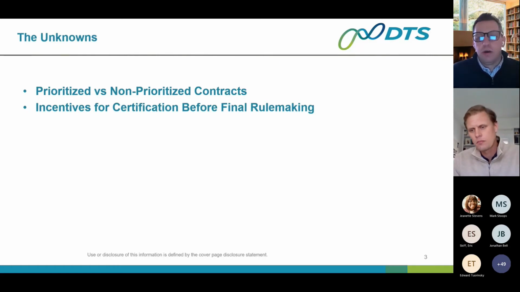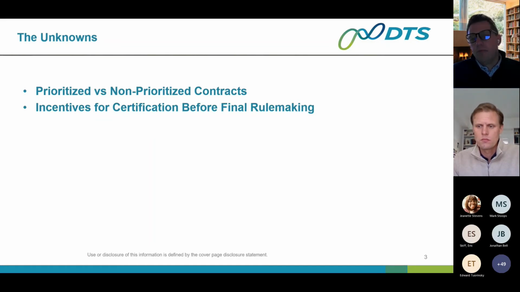They have thrown out a couple of different ideas, like increasing the profit margins for those organizations that are certified, which might be a little bit challenging. I think one that's probably more likely is that they will provide additional points in the scoring methodology for award for organizations that do get certified before the final rule.